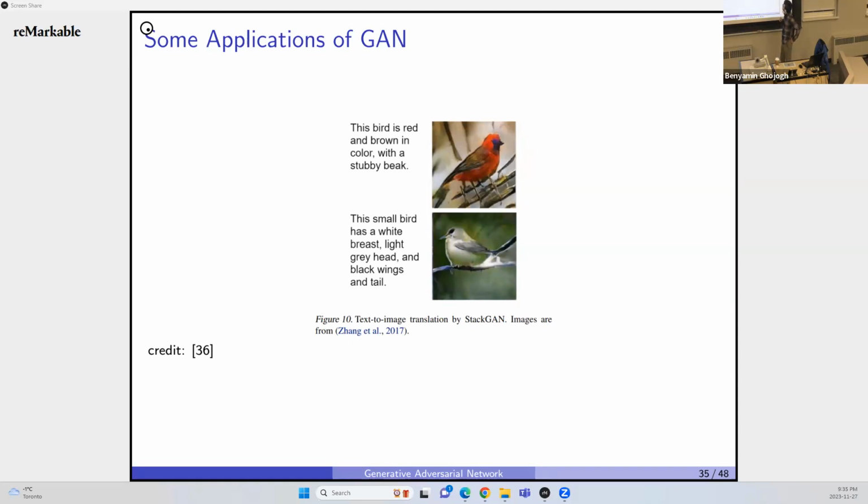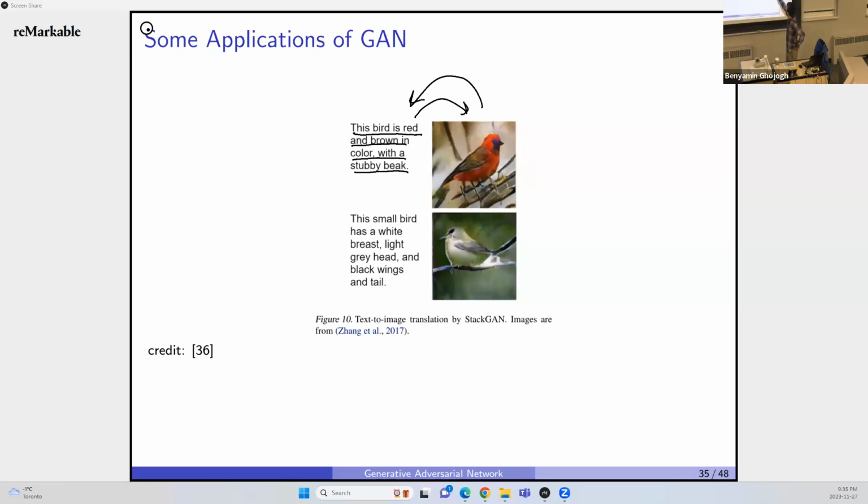So what did they do? You have text. This or the next slide, I don't remember which one. This bird: you have text, you make an image for this text, or vice versa. If you have an image, you make text for it, it's called image captioning. You make captions for them. But the other way around is also cool. You have the caption, you make the image for it. Like, this bird is red and brown in color with a stubby beak. It generates it for you.